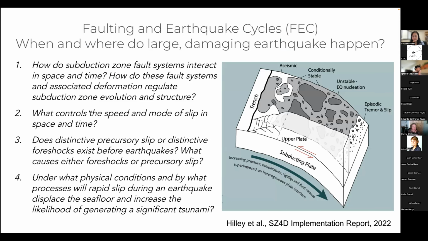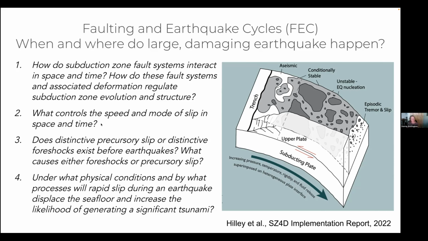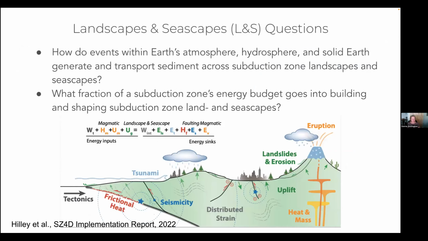I won't read them all, but the first question focuses on faults across the subduction zone system and how they interact at different temporal and spatial scales. The second one really is about what controls the slip behavior on the megathrust itself. The third question concerns precursory behavior and its existence or not, and what causes it. And the fourth question is about shallow slip and processes that would promote tsunamigenesis.